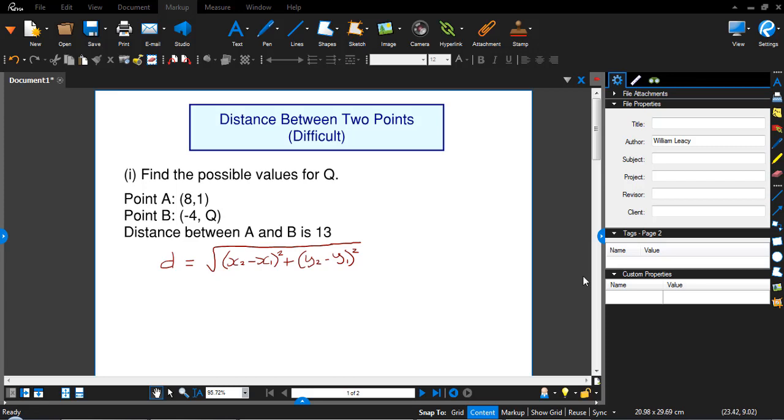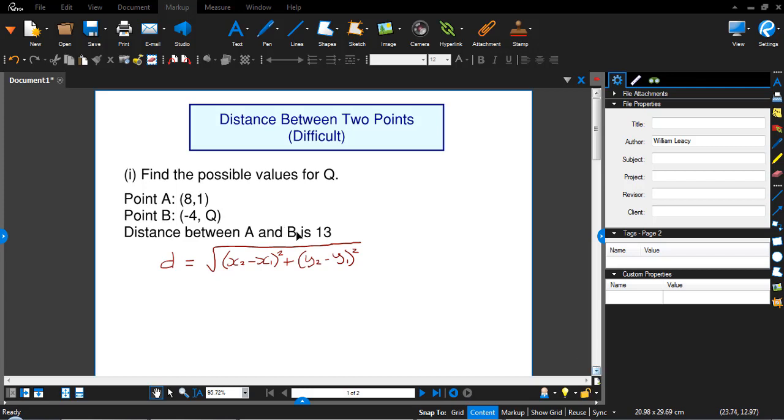Okay, hello everybody. Some people ask me how to do these more difficult distance formula questions. In these questions we have two coordinates and the distance between them, but we need to find one of the missing values for x or y in the points. We did this today, so this is how we do it.